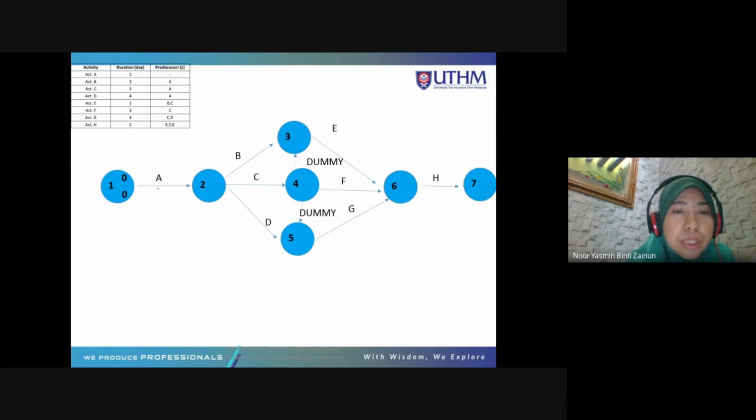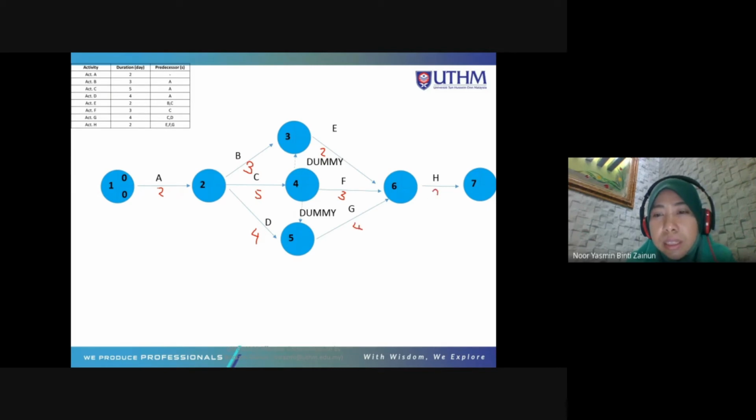First we need to put the duration. A is 2, B is 3, C is 5 days, D is 4, E is 2 days, F is 3 days, G is 4 days, and H is 2 days.